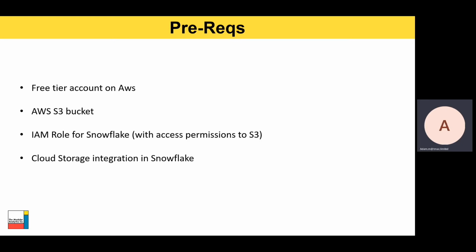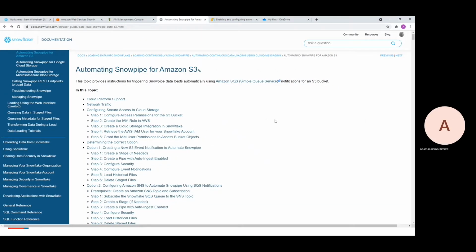I've already set up a few things in my environment to make this demo a bit more seamless for you. The first thing is I've got a free tier account on Amazon itself. I've also already configured an S3 bucket, which I will show you as we go through the demo. I've also got an IAM role and user for Snowflake, and I've granted that specific access and permissions to S3. And I've also set up a cloud storage integration object within Snowflake.